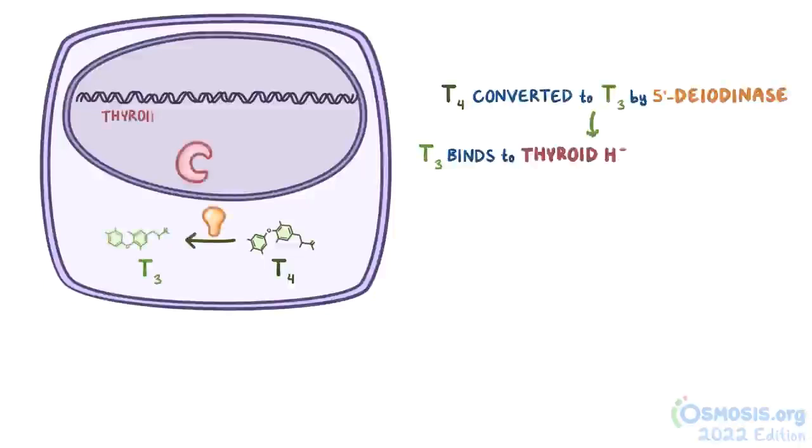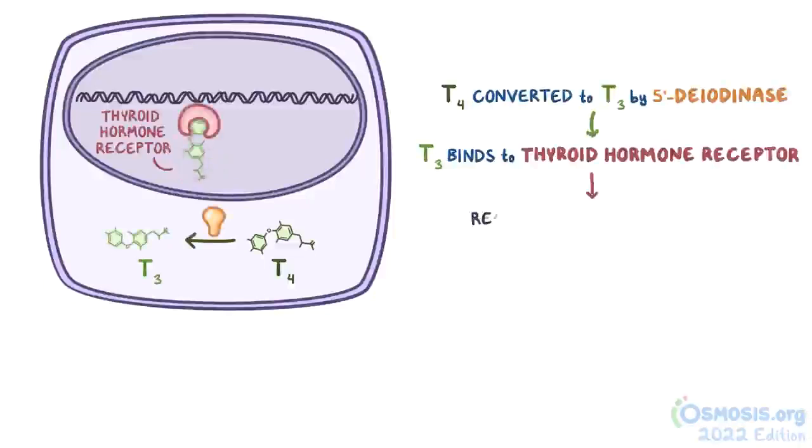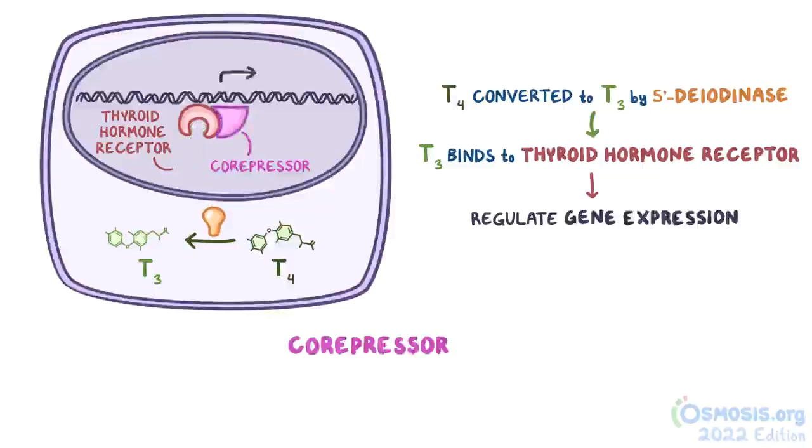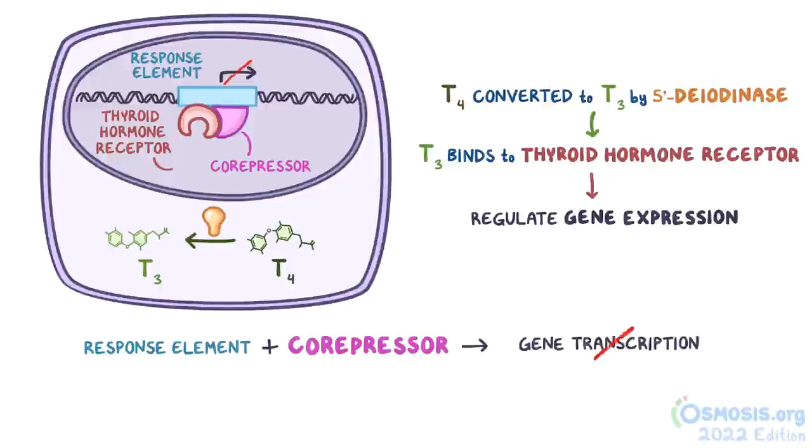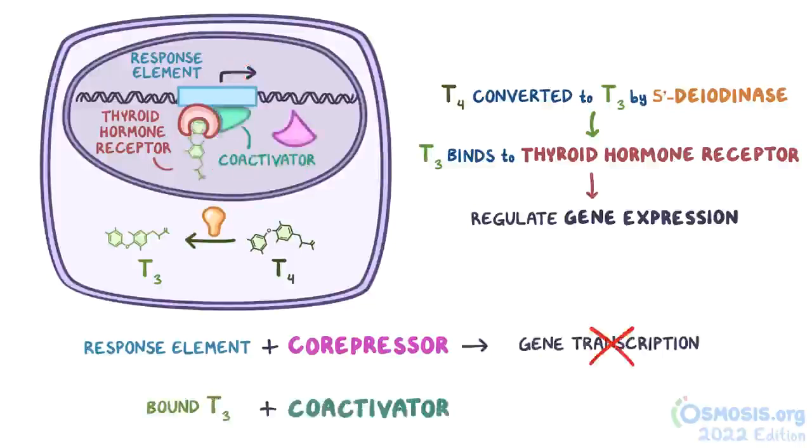T3 binds to thyroid hormone receptors which are within the cell's nucleus, and these receptors regulate gene expression. Normally, the thyroid hormone receptor, along with a co-repressor molecule, is bound to DNA regions called thyroid hormone response elements, and that blocks gene transcription. When T3 binds to its receptor, the co-repressor molecule gets displaced and a co-activator molecule attaches instead, allowing gene transcription to proceed.